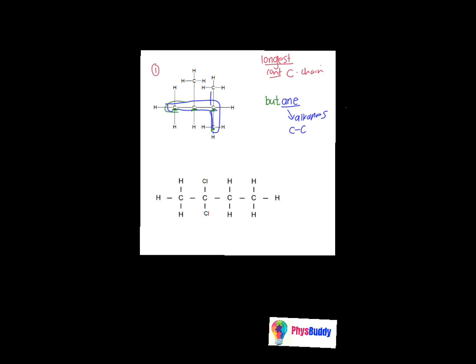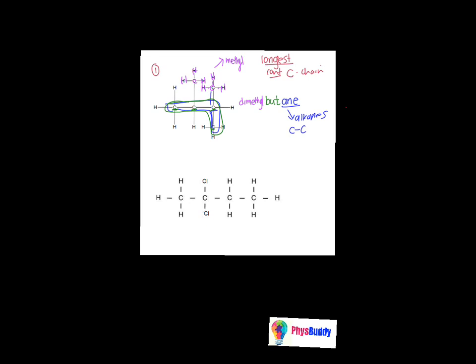But now that we have circled our longest continuous carbon chain, we can see that we have some branches hanging. We have a CH3 branch, and we have another CH3 branch. And it's important to know that a CH3 branch is called a methyl. So I have 2 methyl branches. So 2 methyls, we use the prefix di. So we say that this is dimethylbutane, but now we need to specify on which carbons our methyls are substituted.